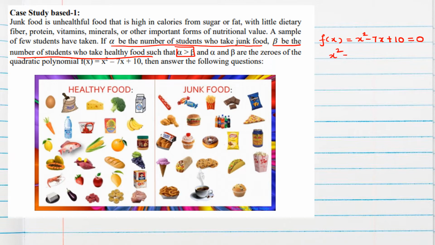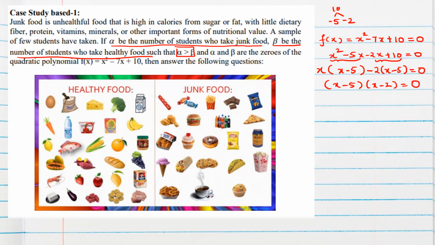So we have minus 5x minus 2x plus 10. Okay, product should be 10 and sum should be minus 7. So from the first two terms we can take x common, and from these two terms minus 2 common. x minus 5, x minus 5, x minus 2 equal to 0. That is x minus 5 equal to 0 or x minus 2 equal to 0, x equal to 5 or x equal to 2. So one value will be alpha, one value will be beta, because these 5 and 2 both are zeros. So we'll use this condition to identify which value is alpha.